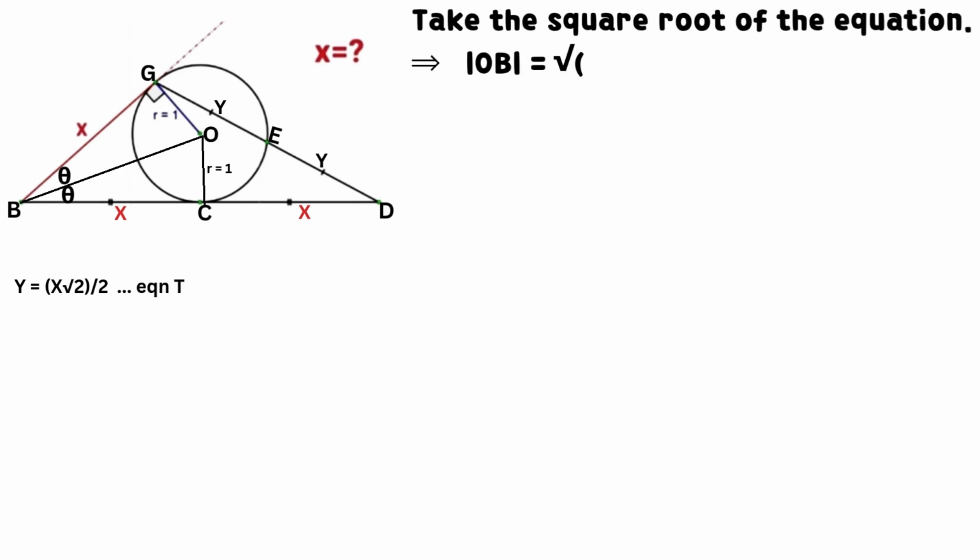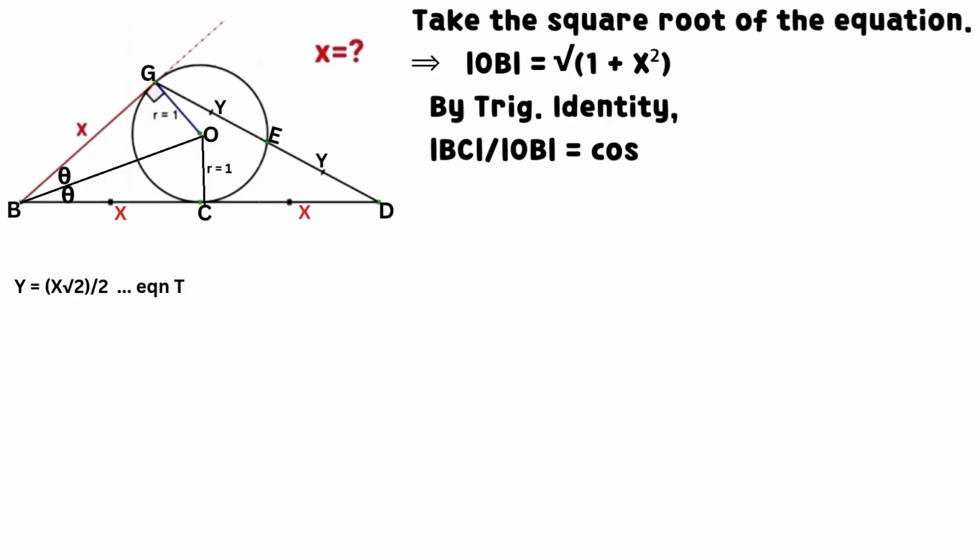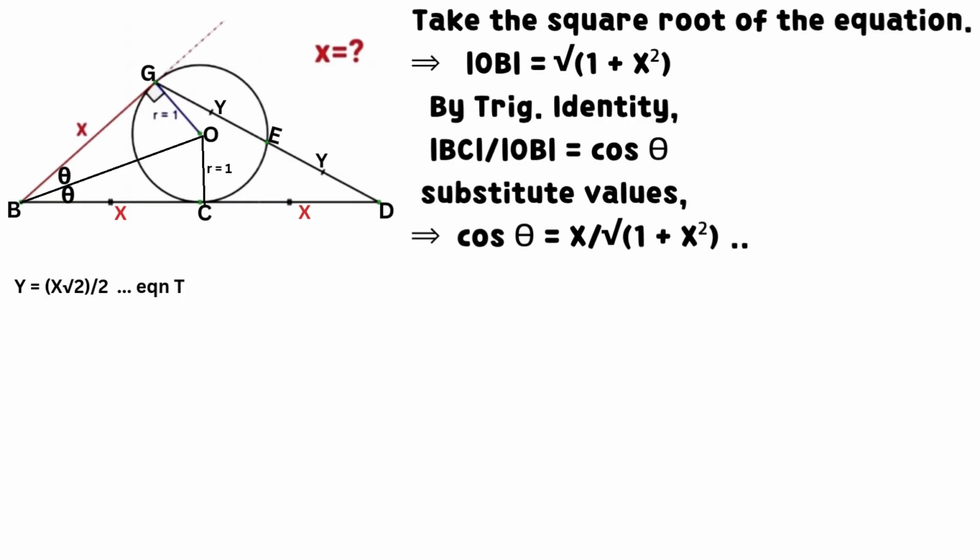Take the square root of the equation. This implies that line OB equals the square root of the sum of 1 and the square of x. By trigonometric identity, line BC divided by line OB equals cosine theta. Substitute values. It follows that cosine theta equals x divided by the square root of 1 plus the square of x. We call it equation 1.